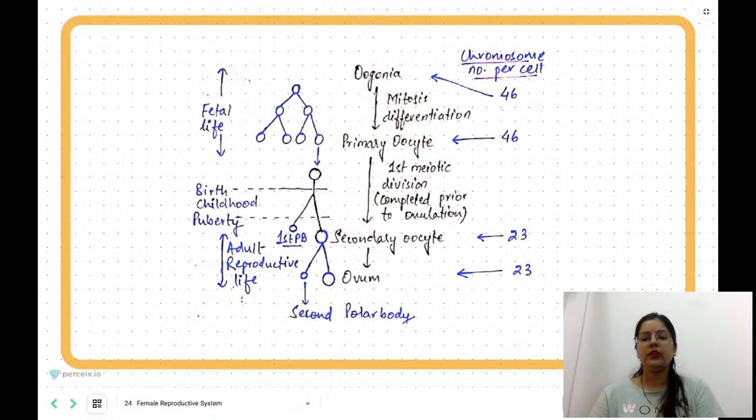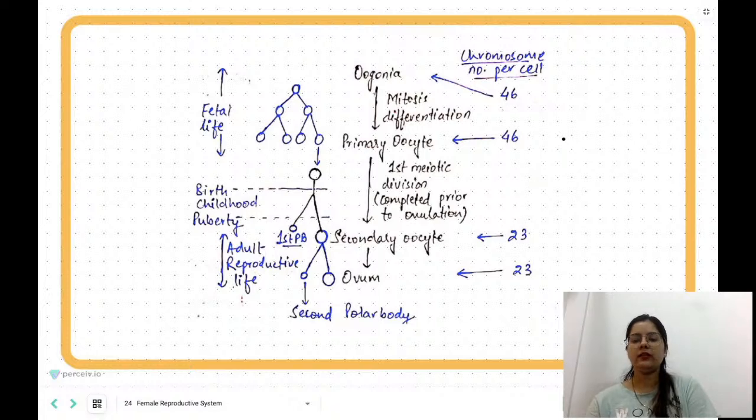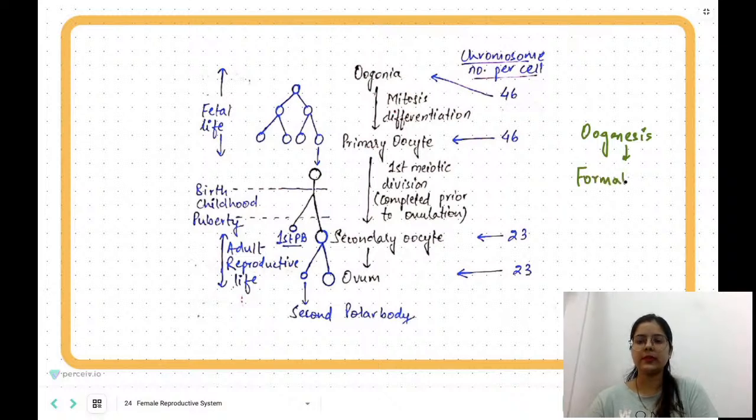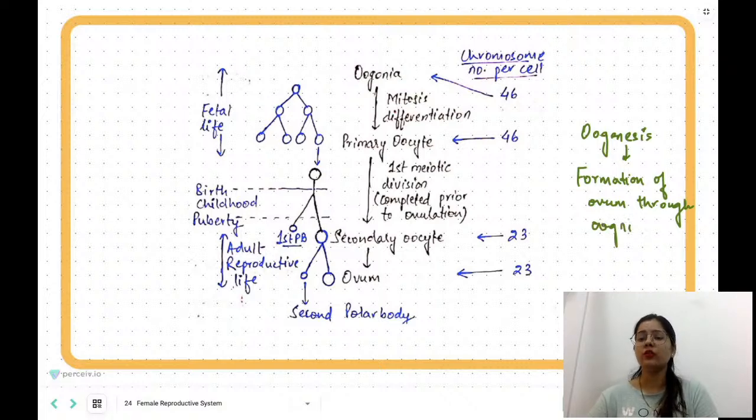See, oogenesis is basically the formation of your female gamete, the ova. So this basically involves your formation of ova. All right, and that will be through the oogonial mother cell, you can say, or oogonia. So the oogonial mother cell is also called oogonia. All right, this is the case.